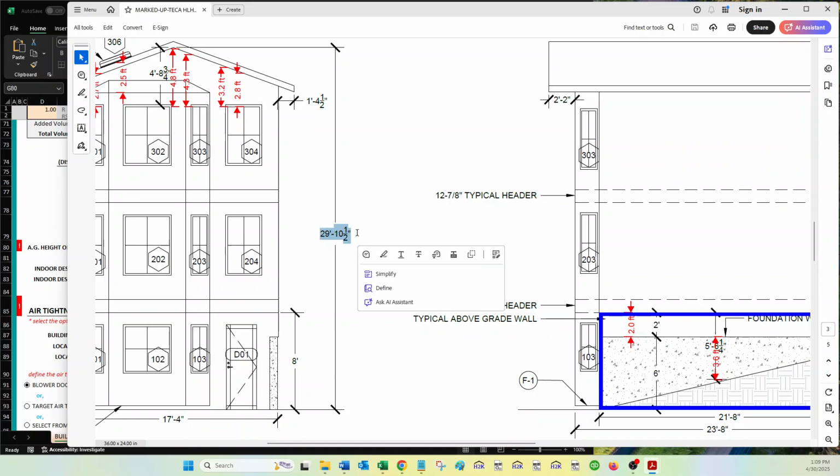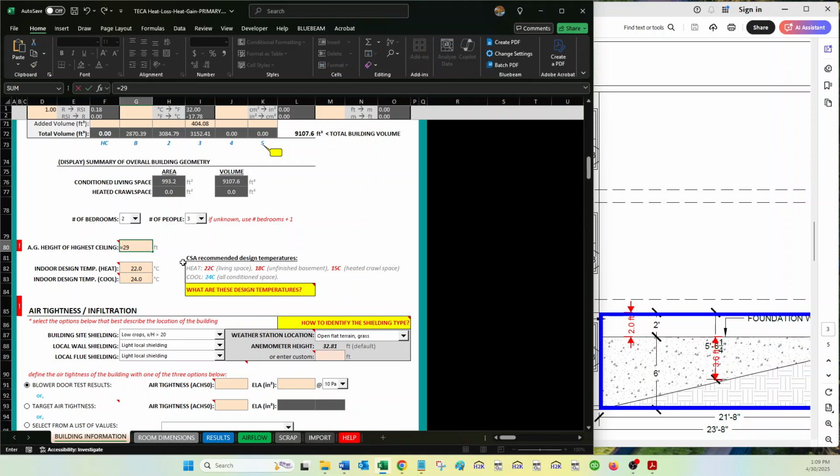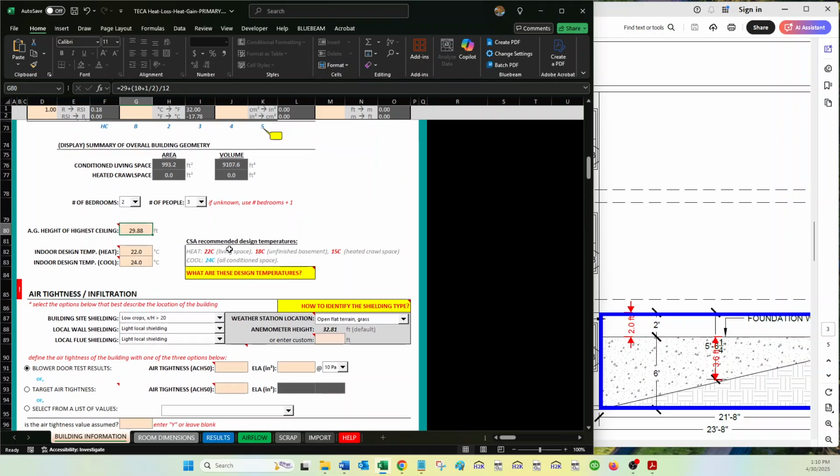But we can type this in, which is 29 feet, 10.5 inches. So I'm going to type equals 29 feet plus brackets 10 plus 1/2 inch and divide that by 12. This is how I convert 10.5 inches into feet. So my decimal is 29.88 feet.